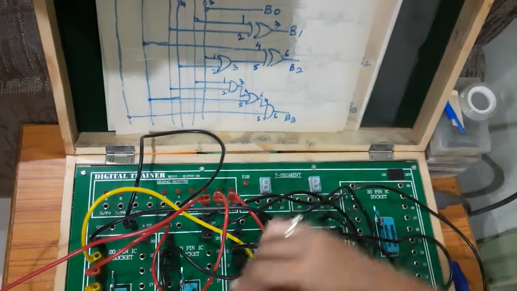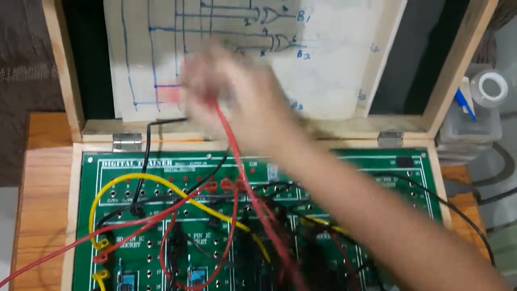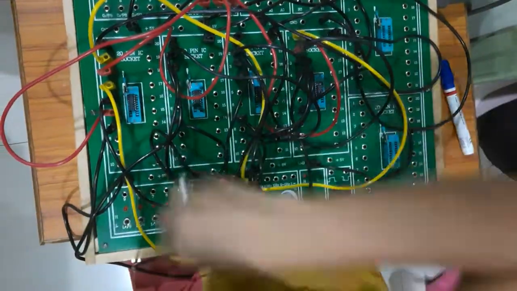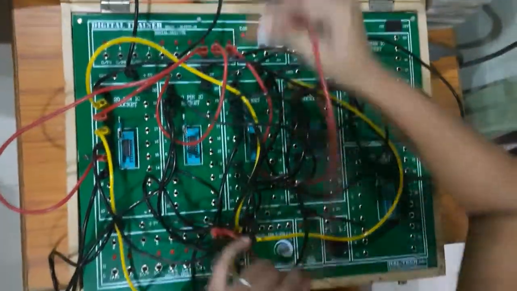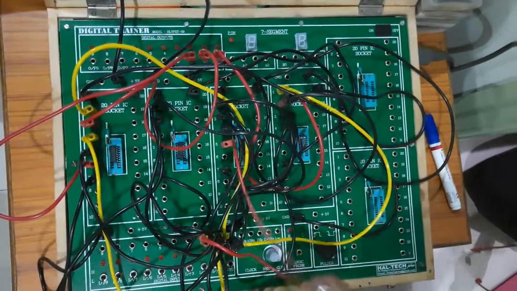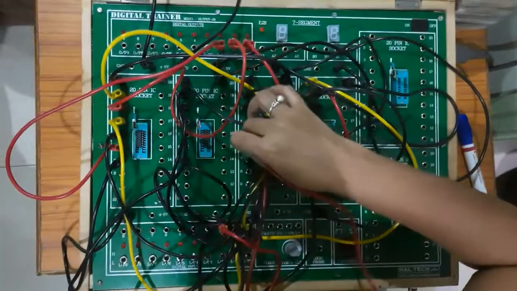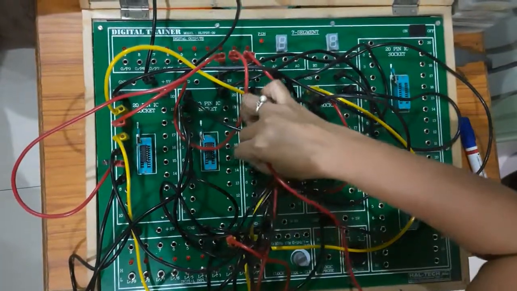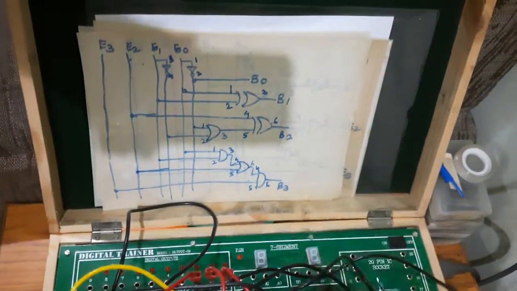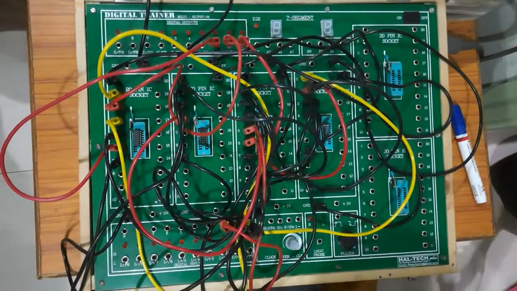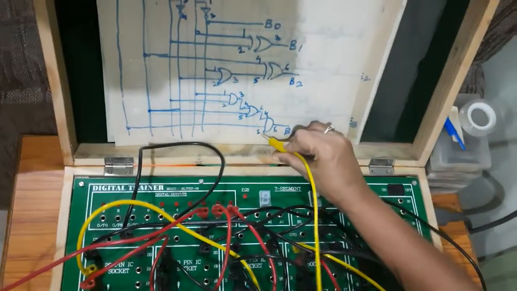So the fifth pin of the OR gate is to be connected to E2. So this is what my E2 is. E2 is to be connected to the fifth pin of the OR gate. Now the sixth pin of the OR gate is to be connected to the fourth pin of the AND gate. So this is the AND gate, this is the fourth pin. Right?